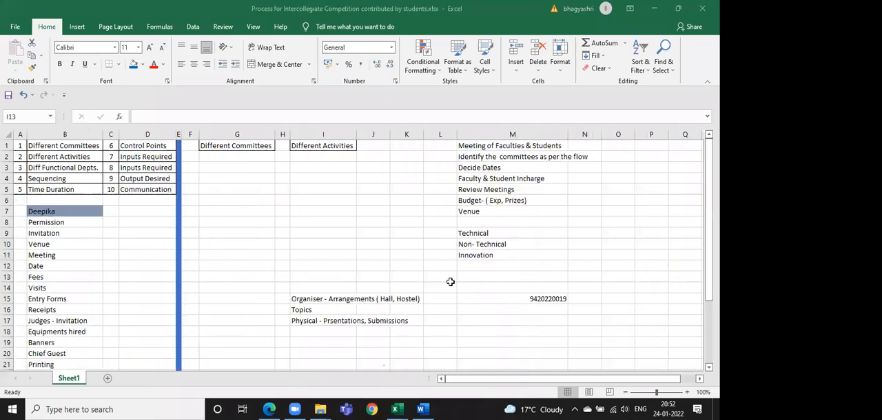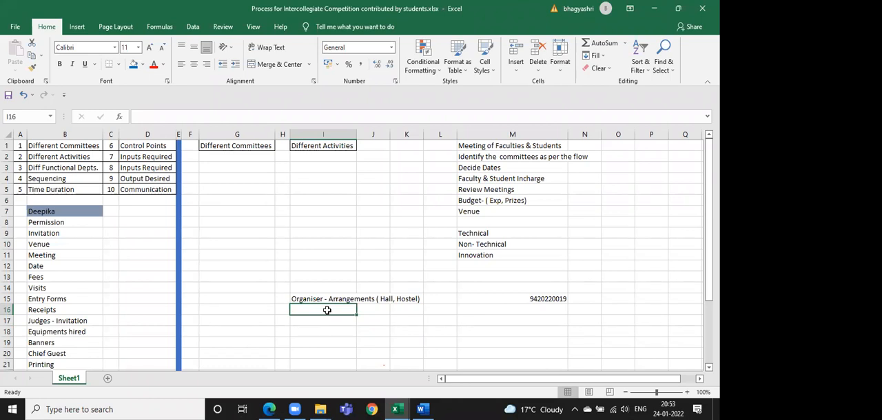So now let's go back and look into the things. Physical presentations and submissions, I think this is already taken care of. Topics, there is no need to come up with topics. Instead, we will have different specializations, and accordingly the project topics will be there. Then hall arrangements; hostel arrangements we don't need because we just have a one-day event.